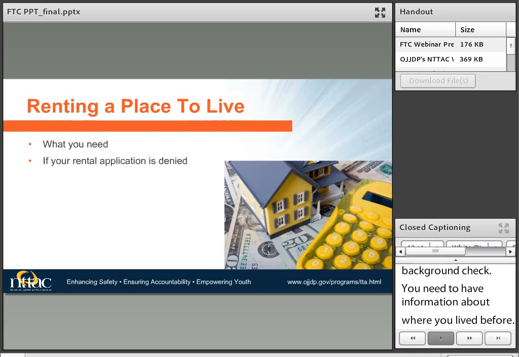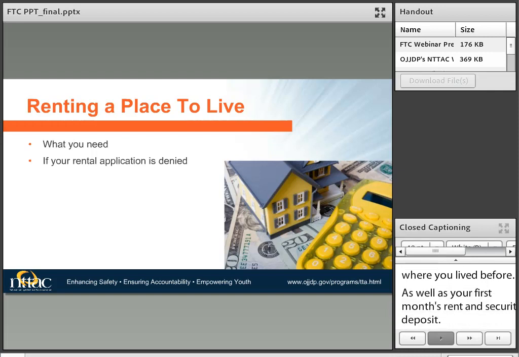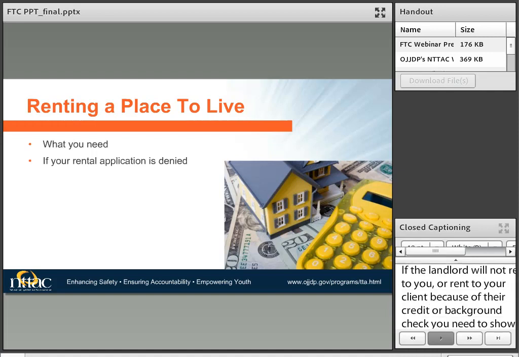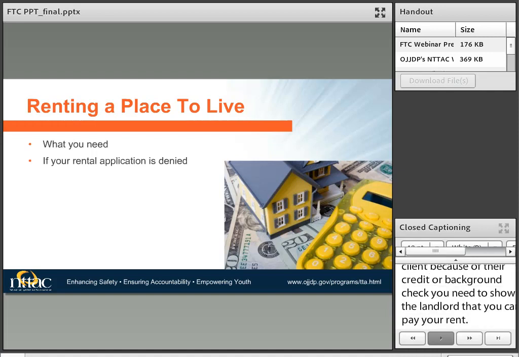Now, if a landlord won't rent to you or rent to your clients because of their credit or background check, you need to show the landlord that you can pay your rent. So the landlord might ask you to show pay stubs or bank statements, pay more money in your security deposit, and pay your first and last month's rent before you move in. And that's pretty common anyhow, that last one.